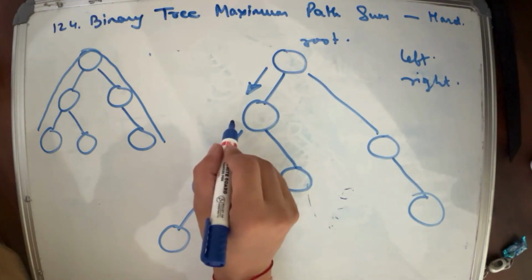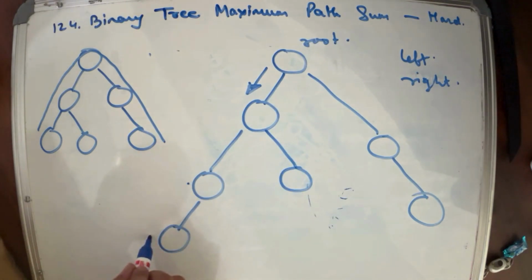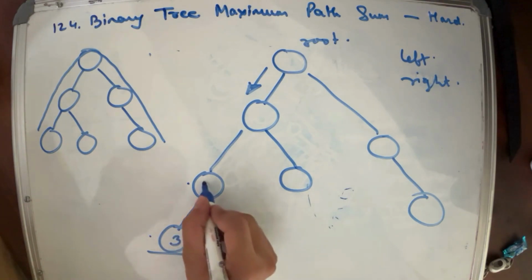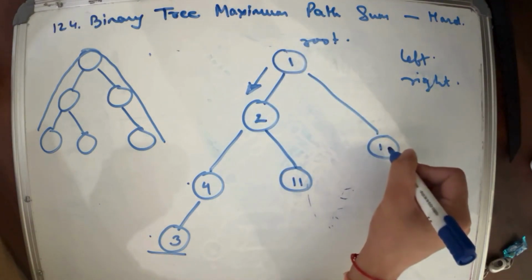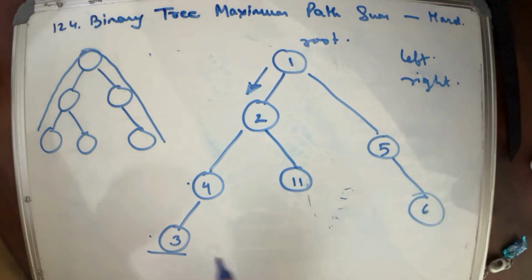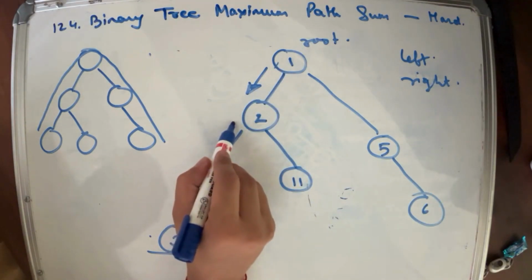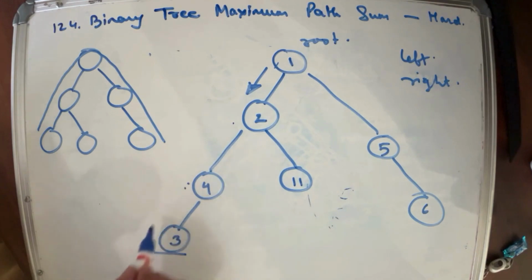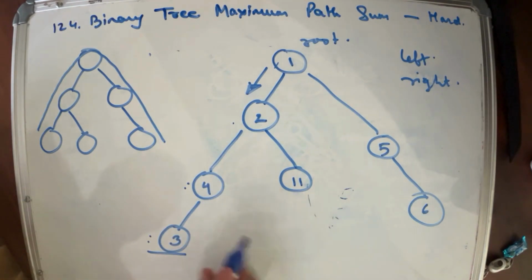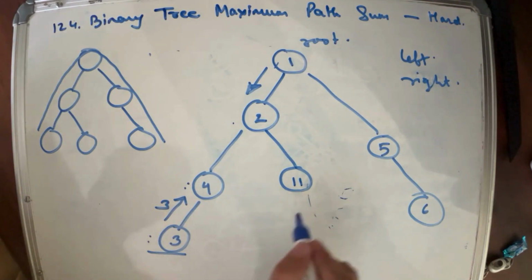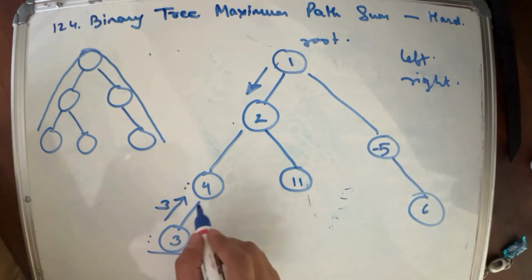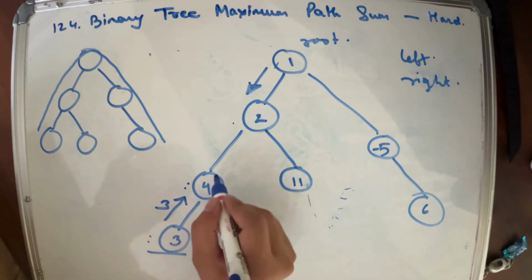So first we go to left, then we go to left, then we go to left. This ends here, right? So let's say it has values 3, 4, 2, 1, 5, 6. Okay. So first we go to 2, then we go to 4, then we go to 3. We haven't calculated anything yet. Okay. From 3, we will send 3, right? Let's say this is -5. Okay. We send 3.